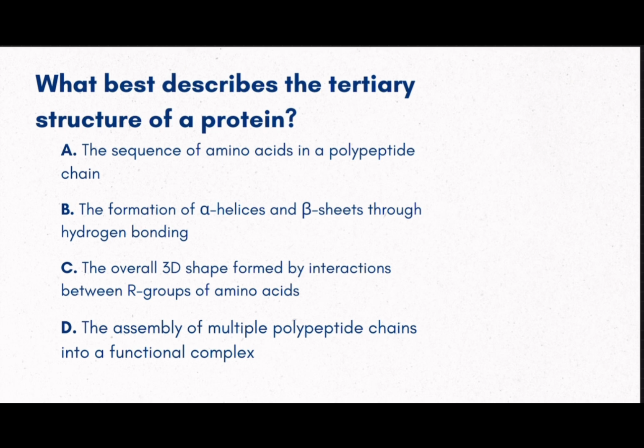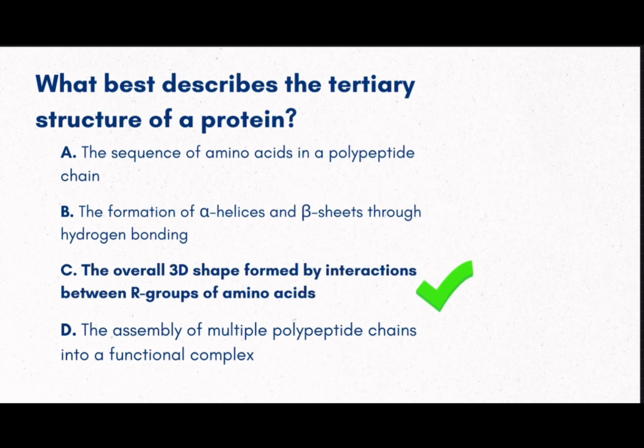Now, let's check our understanding of protein structure. Which of the following best describes the tertiary structure of a protein? If your answer is C, that is correct. It's the overall 3D shape formed by R group interactions.